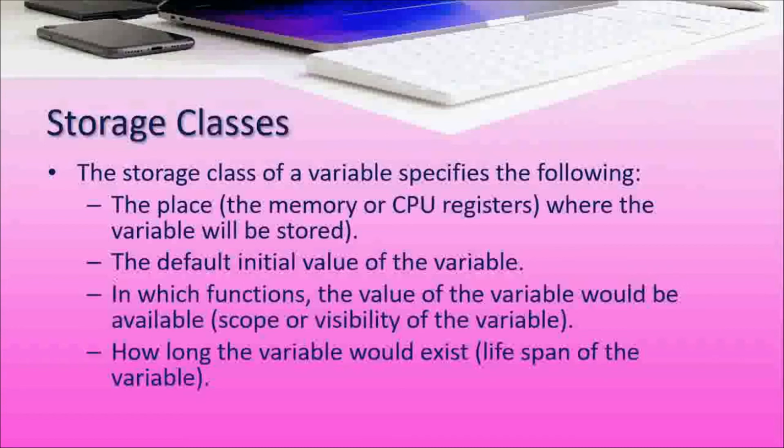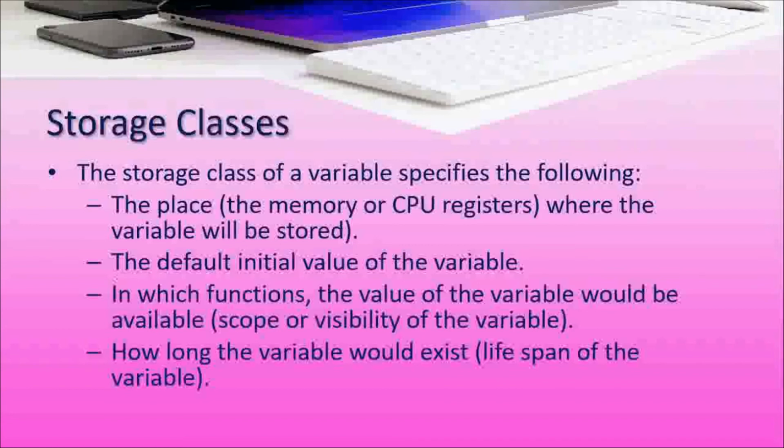Then in which functions the value of the variable would be available, that is the scope or visibility of the variable. We have already discussed what the scope of the variable is. The scope of the variable is also known as the visibility of the variable. So the storage class defines the scope or the visibility of the variable. And then the next condition is the lifespan of the variable, that is how long the variable would exist.